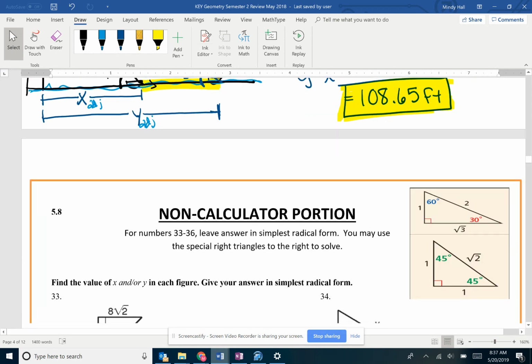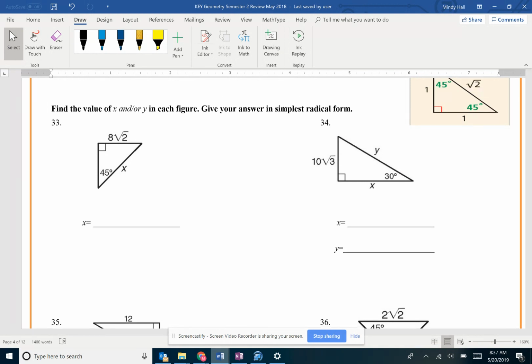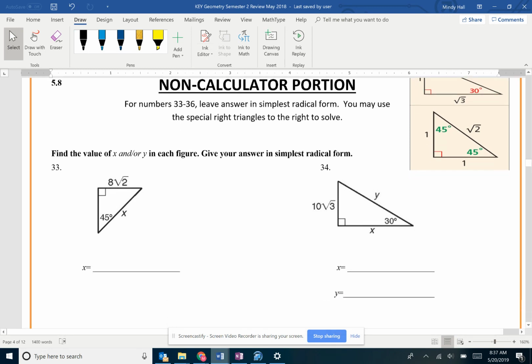All right, so then for 33 through 36, it is special right triangles, so you cannot be using a calculator. Now with these, I'm going to show you the shortcut way because I feel like the shortcut way is a bit easier for a lot of people. Now, if you are using the trig way, by all means, continue doing that. Just double check your work with the answers we get here.